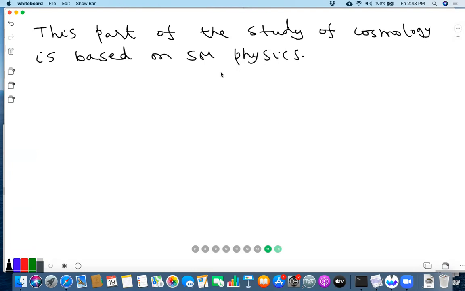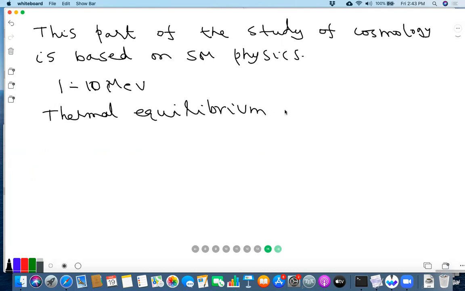But you would notice that we didn't really need to use very much of the standard model, right? Because we started at about 1 MeV, between 1 to 10 MeV. That's where we started our evolution and studied what happens subsequently. And the reason for this is that thermal equilibrium erases memory of what happened in the past.